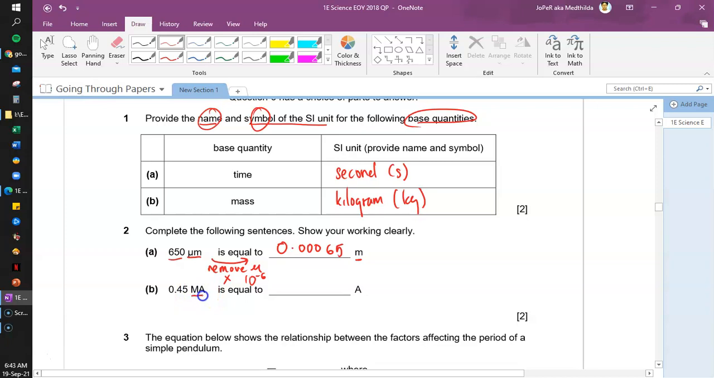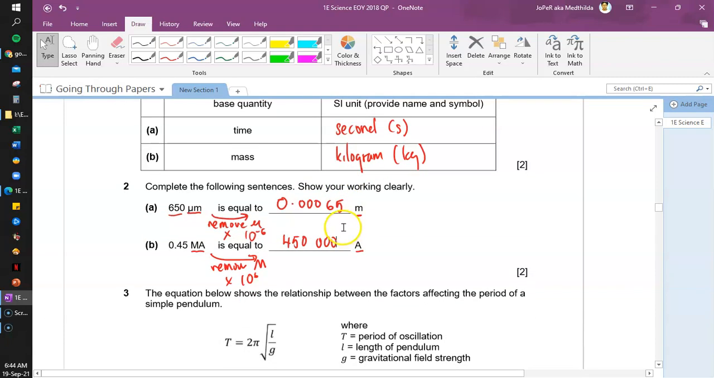Okay, next, 0.45 MA. What is MA? MA stands for mega ampere. Is equal to how many ampere? So once again, I'm just purely removing the capital M, which is mega. So I'm going to multiply by 10 to the power 6. If you press your calculator, 0.45 multiplied by 10 to the power 6, you're going to get 450,000 ampere. Right? So that's for question 2.